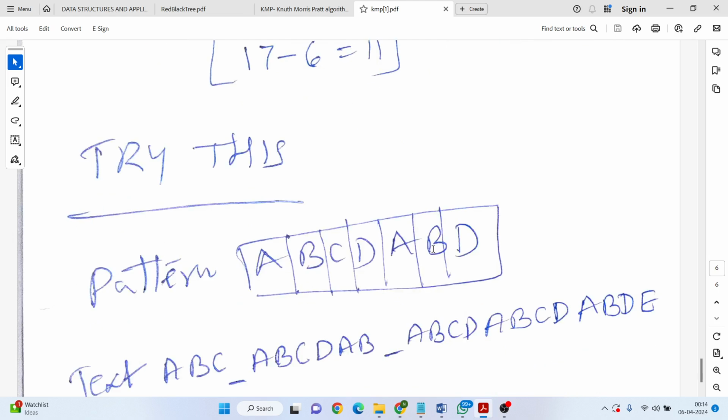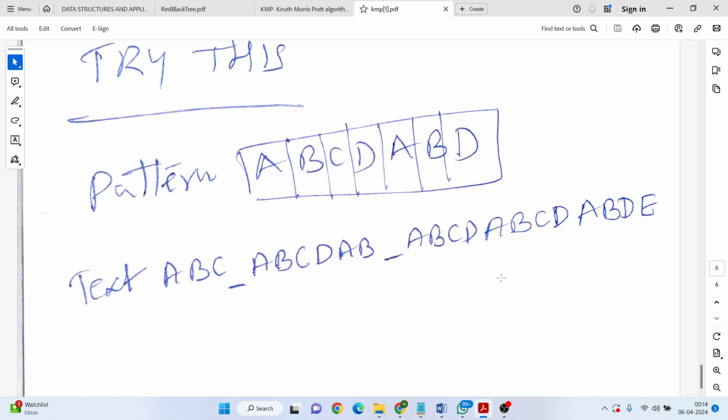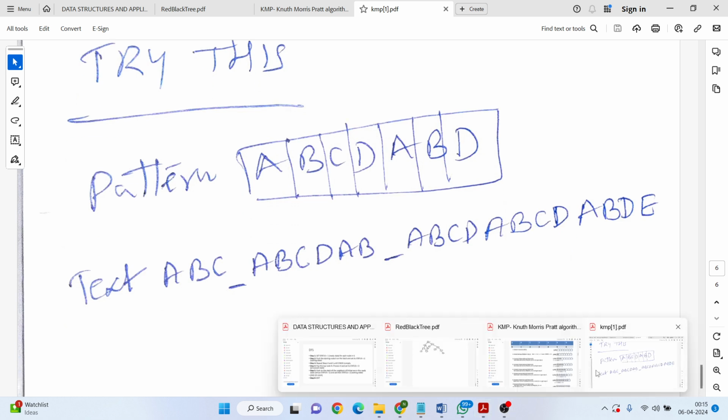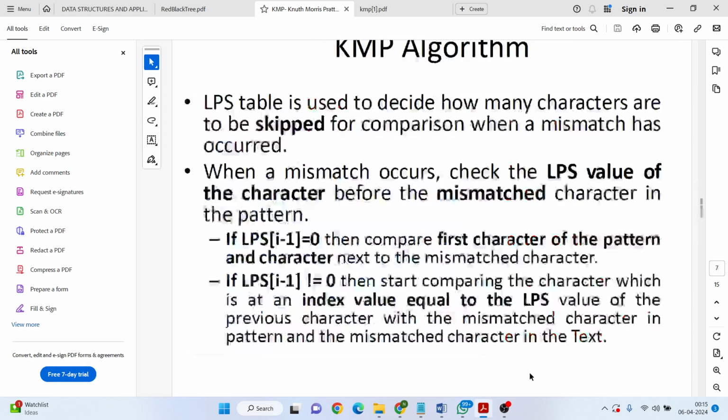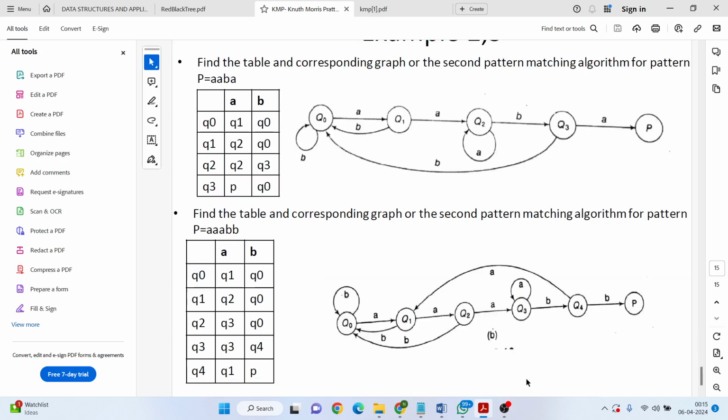You can try another example. ABC, one space, ABCD, AB, one space, ABCD, ABCD, ABDE. You can try that. If you try that, you will get somewhere around 17. Anyway, you try that. That's all about the pattern matching algorithm. Thank you.